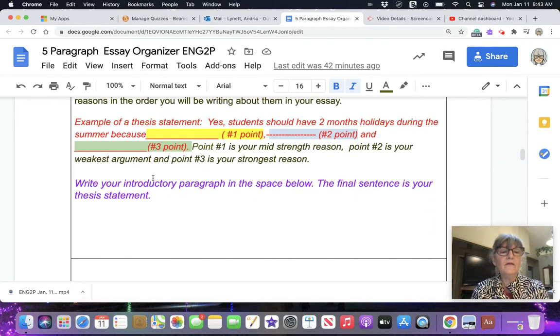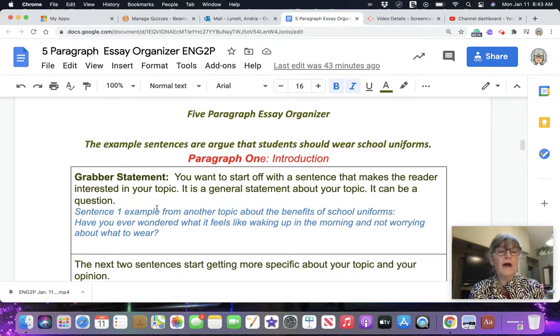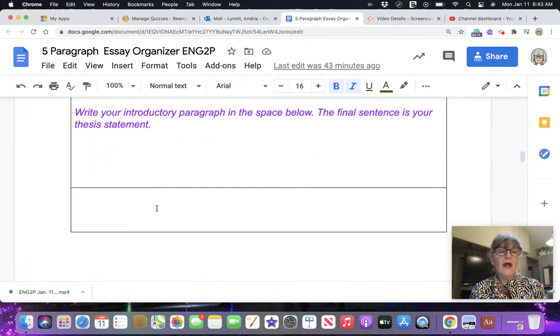Now, see where this purple is? That is where I want you to write underneath this purple. And that is where your introductory paragraph is going to go. And remember, you're going to indent your words, so that you go space, space, space, space, and then you start with your grabber statement. Okay, so that's how you write your introduction.